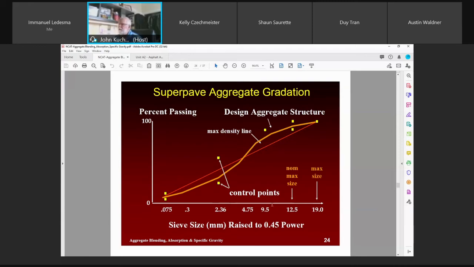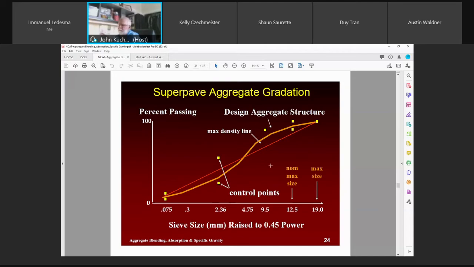And we've got certain control points, if you want to call it. And this is what we're going to look at when we're doing that formula: P is equal to AA plus BB. We have the 4.75 control and 0.075. You may obviously have a nominal maximum size because you don't want oversized material in there changing your whole grading. So you set up a few control points.